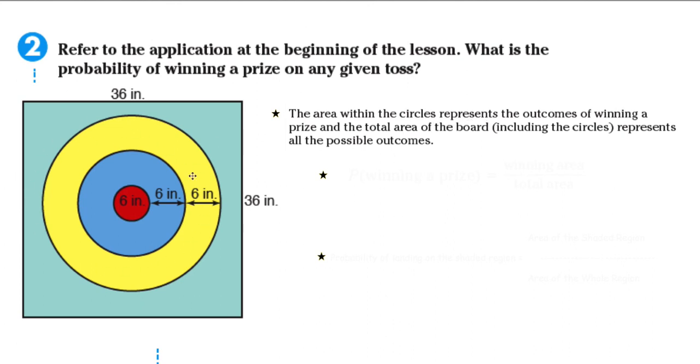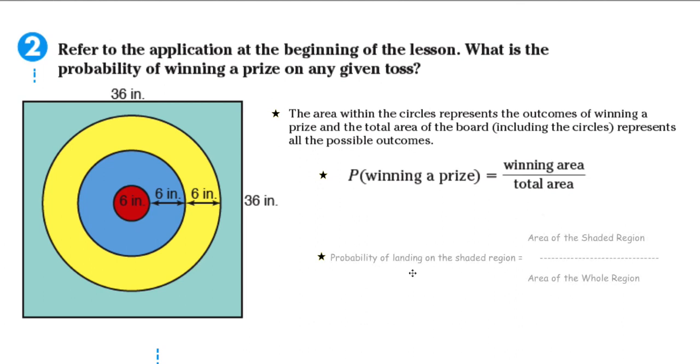So this is your shaded area, and the total area of the dartboard, including the circle, represents all the possible outcomes. Okay, so the probability of winning a prize, like what we did in example 1, will be equal to the winning area, which is the circle, over the total area. The general formula for this: the probability of landing in the shaded region, in this case our circle, will be equal to the area of the shaded region, which is our circle, over the area of the entire region, which is our square.